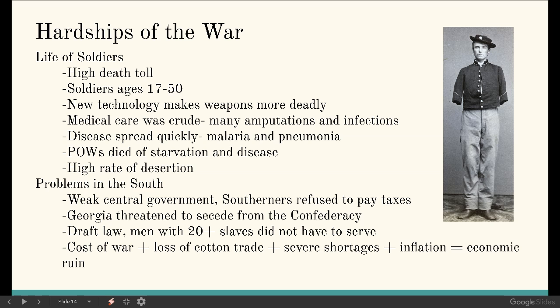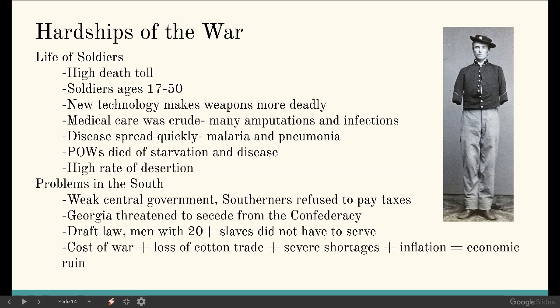Medical care was very crude. So there were often infections. If you were wounded with a bullet or you had some sort of other wound, oftentimes you weren't cared for properly. The area wouldn't be cleaned properly. And so it resulted in a lot of amputations. We have a soldier here who's had both of his arms amputated here. And there's lots of pictures of soldiers from the Civil War with legs amputated, arms amputated, just because of infection, not just from getting blown off in a battle or something like that.